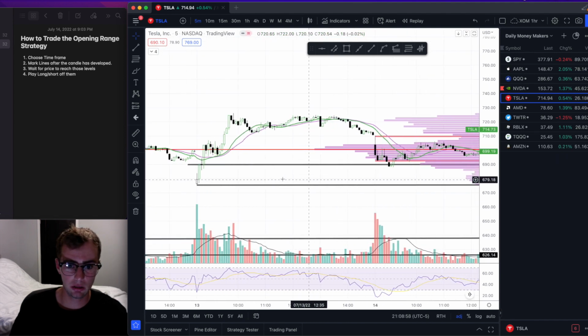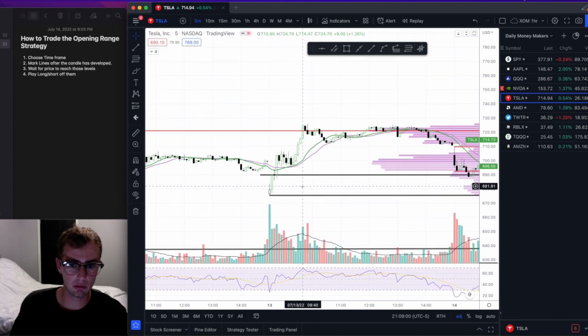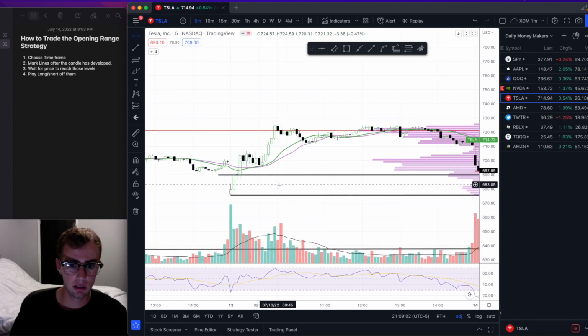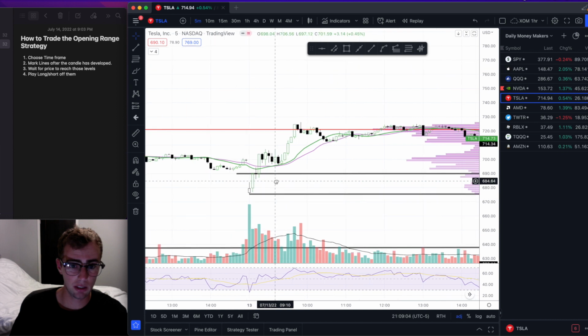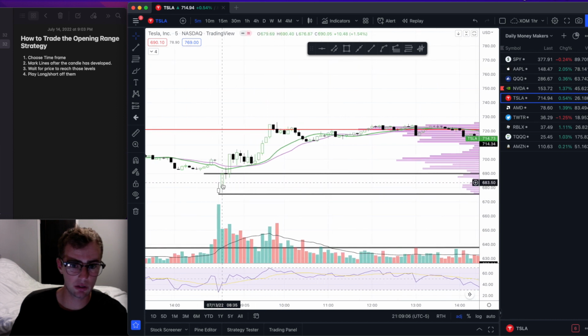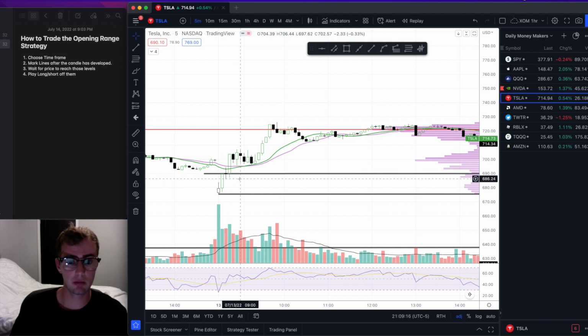And for me, this is a tougher one. I don't know if I would have taken this trade. I didn't take this trade, but if I were to have to take this trade, you're probably just getting long if you believe that the market is going to break up. You're probably getting long on this doji right here and just risking to the bottom of that doji. Because the bottom of that is your line in the sand.